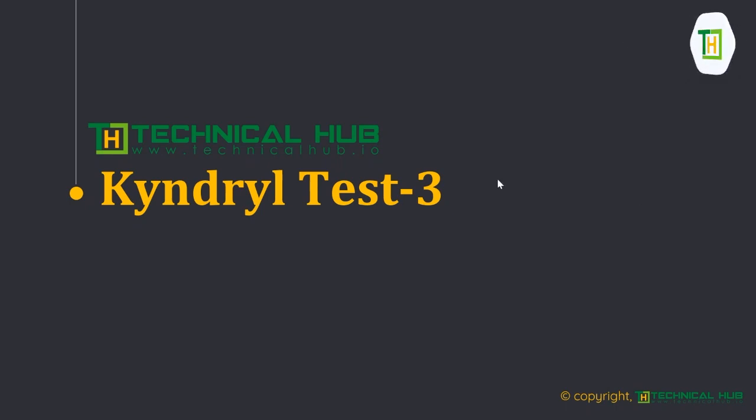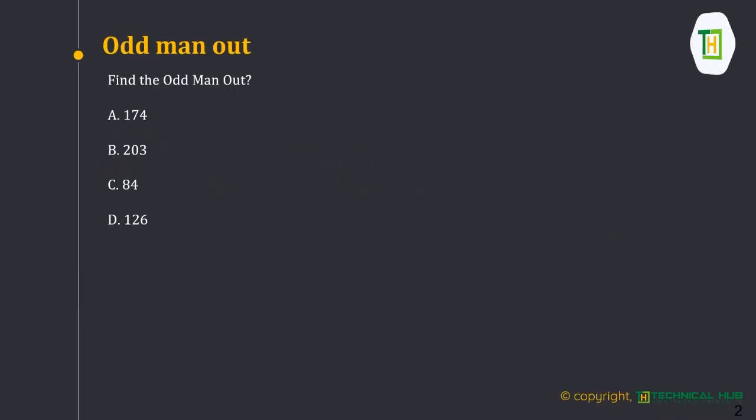Okay. Today I'm going to discuss the Kyndryl test 3 reasoning section. Find the odd man out. Given the question, what are the numbers? Option A is 174, B is 203, C is 84, and D is 126.